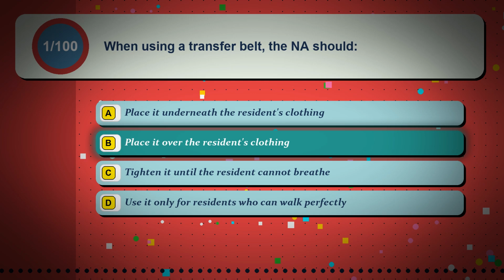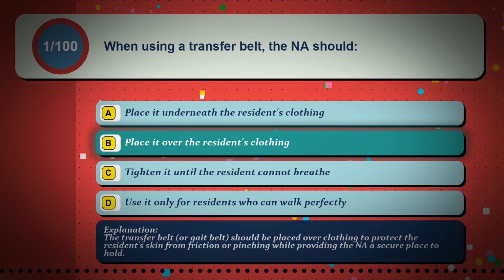The correct answer is option B. Place it over the resident's clothing. The transfer belt, or gait belt, should be placed over clothing to protect the resident's skin from friction or pinching while providing the NA a secure place to hold.